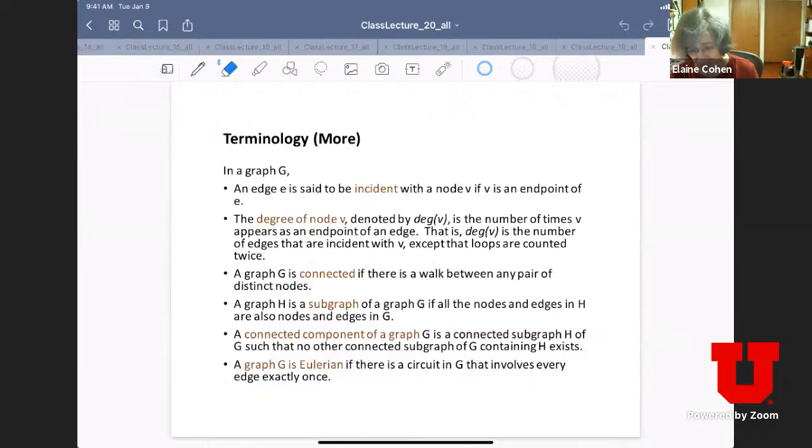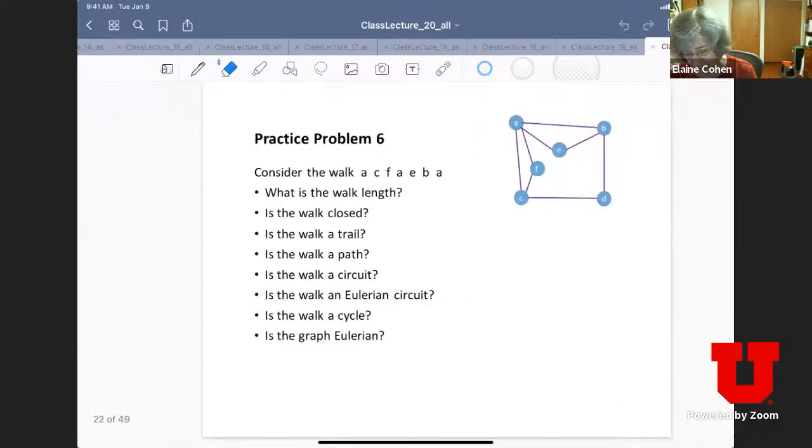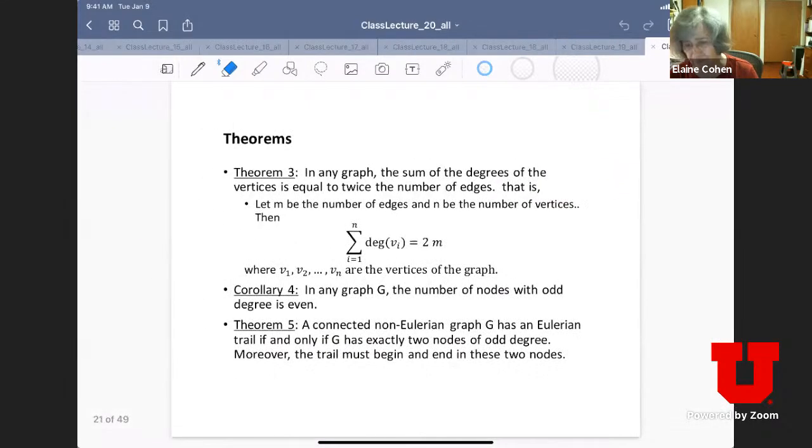Okay, does anyone need this terminology slide now, or can I go on? That's where we are. Okay, let's jump back in.